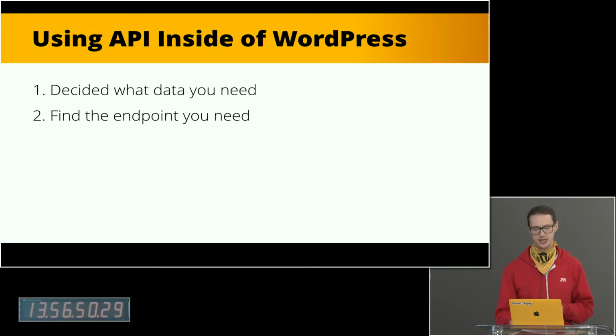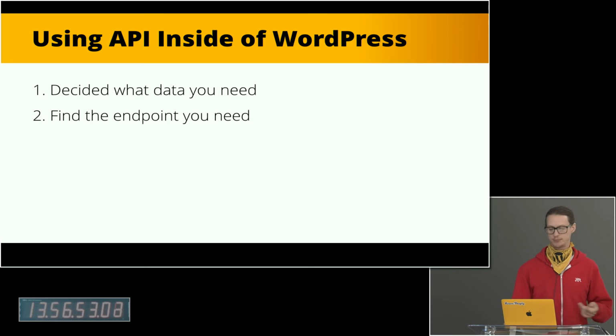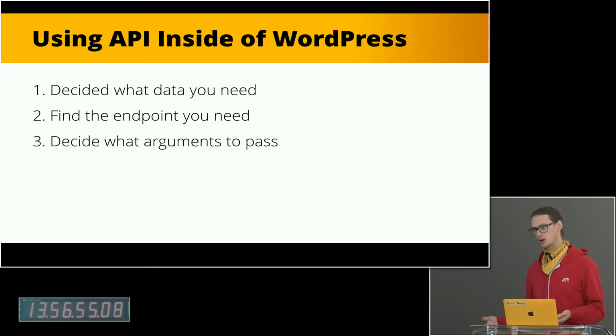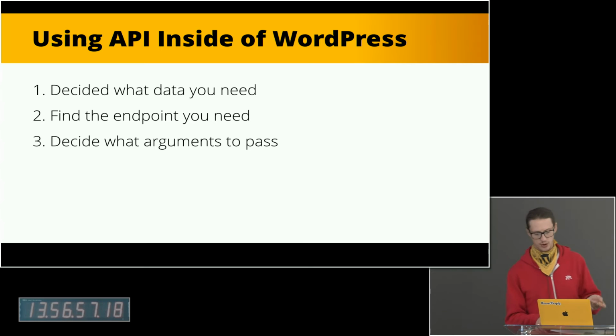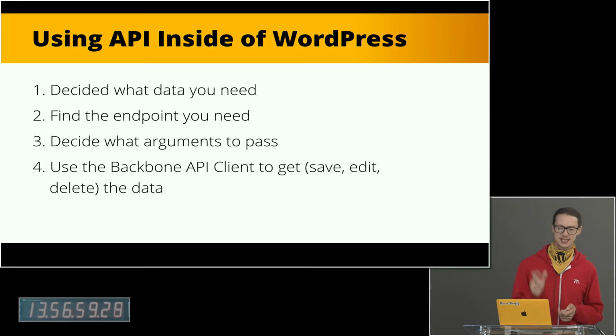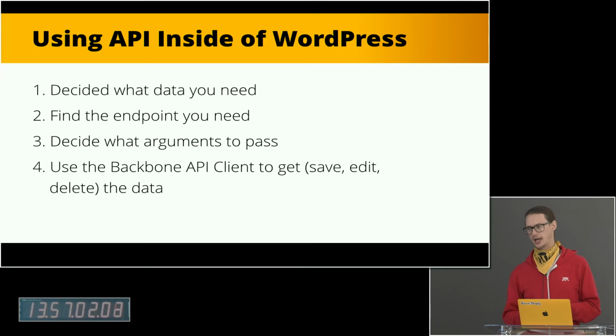When we're using an API inside of WordPress, it's not too complex. First, we decide what data we need. Then we find the endpoint or endpoints we need. We decide what arguments to pass, right? Are we using search, before, after, whatever? And then there is an internal Backbone API client.